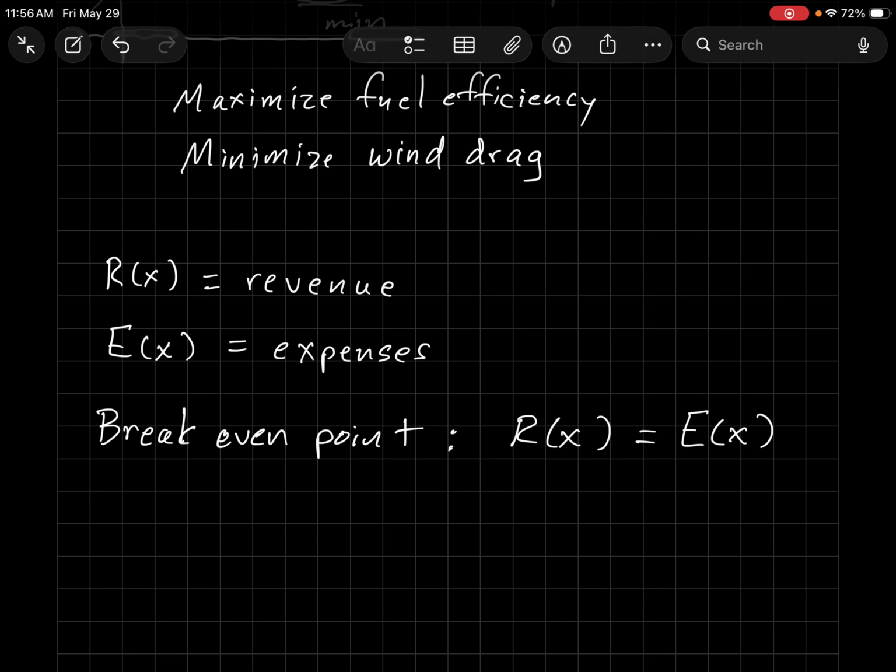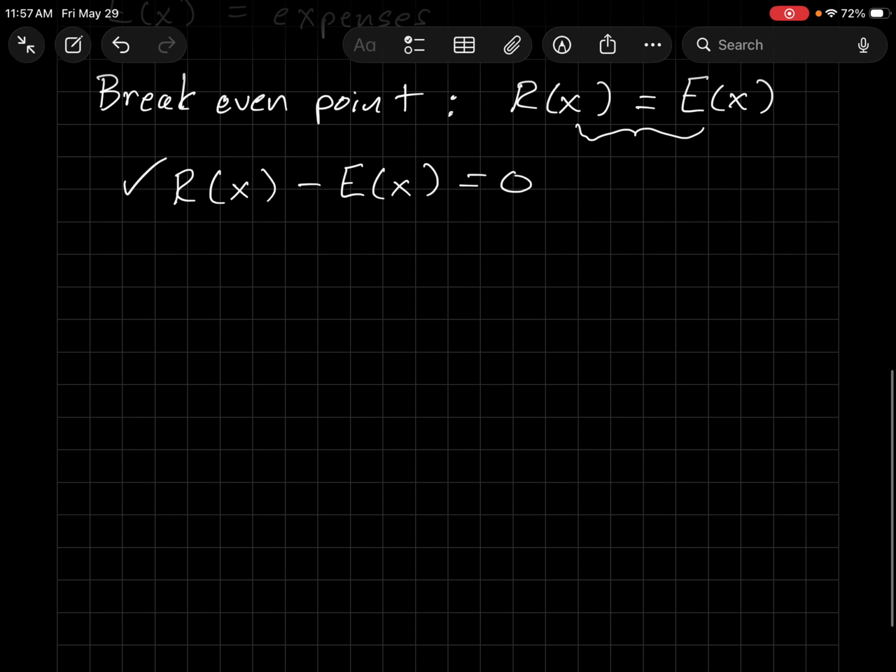Now, what does this have to do with finding zeros? Very often, instead of finding something like this, we can rewrite the equation. If we subtract E of x from both sides, we see that an alternate way of finding the break-even point is when R of x, our revenue, minus E of x, our expenses, equals 0. So those are just a couple of reasons to motivate why we might want to find zeros of a quadratic, or later on a polynomial. Let's go back to our quadratic.